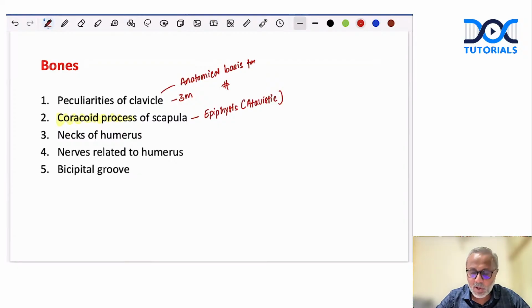So the atavistic epiphysis is often asked as a 3-marker question. Why is it atavistic epiphysis? Why is it called so? And the other thing that is commonly asked about the coracoid process is the muscles which are attached here, the muscles attached to the coracoid process. Done. So these are very often asked 3-marker questions.